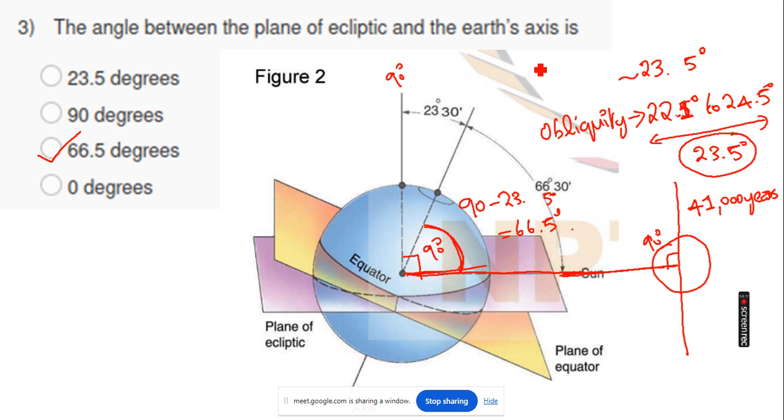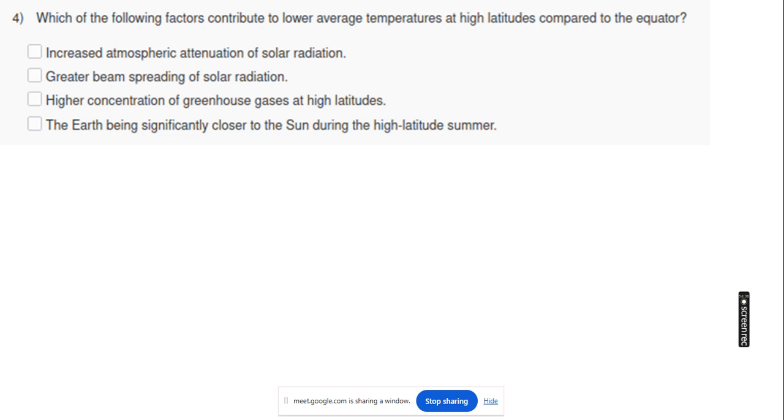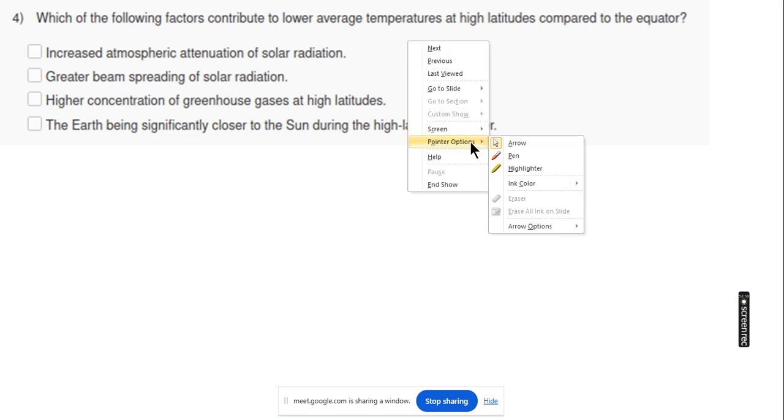So anyway, the value is 66.5 degrees. The ecliptic plane is always perpendicular to the Sun's axis, so it makes an angle of 66.5 degrees with Earth's axis, which makes 23.5 degrees with the perpendicular, with the normal. So yeah, next question. Which of the following factors contribute to lower average temperature at high latitudes compared to that of the equator? We just discussed this. What were the two different parameters?